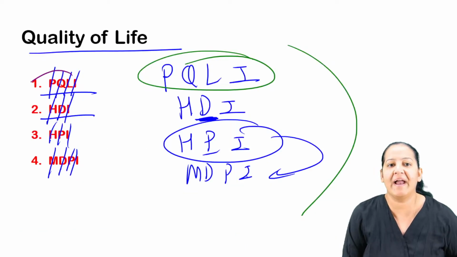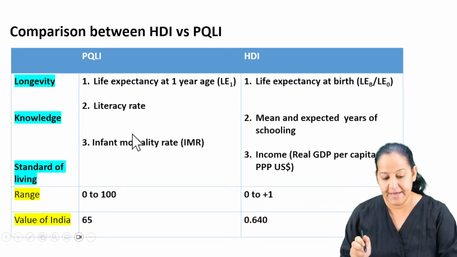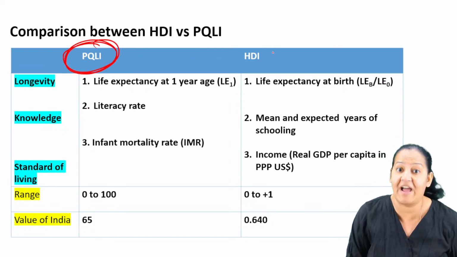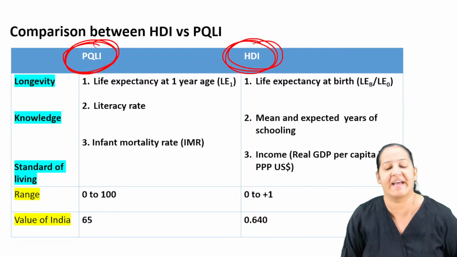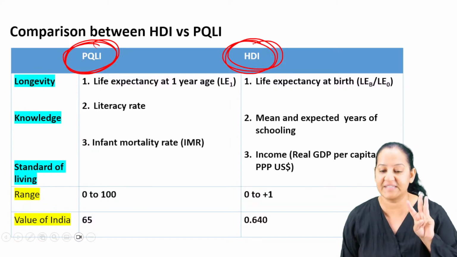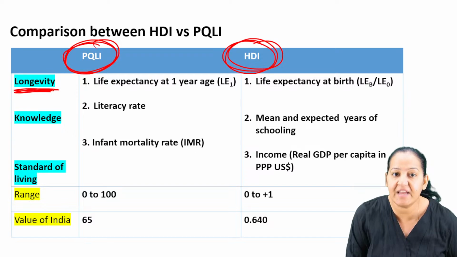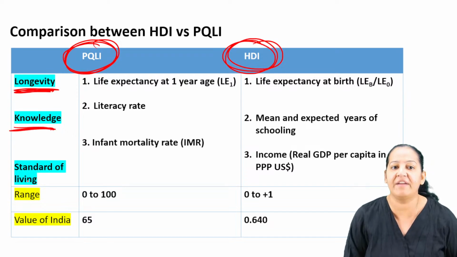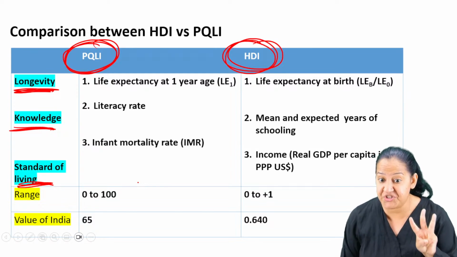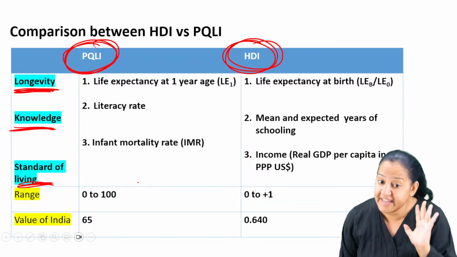So let's take PQLI and HDI together. The first two I am taking together for comparison. Here we will see three things. We have to take three criteria: longevity, knowledge, and standard of living. So we have to take three dimensions, and one criterion under each dimension.